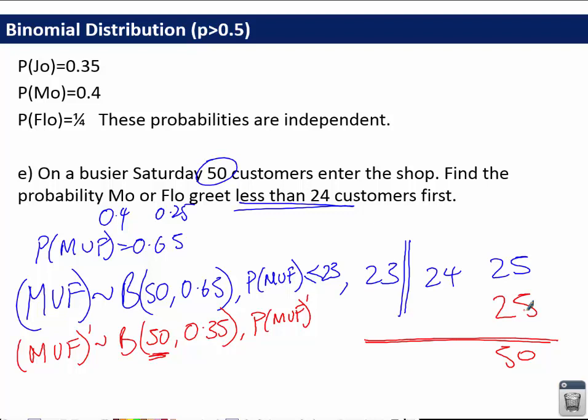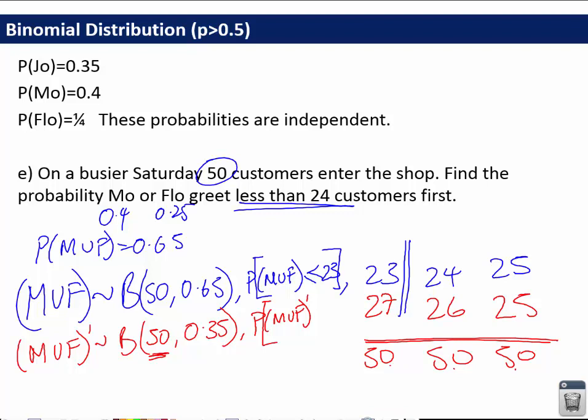Okay, good. Now, if 24 trials occur when Mo or Flo, then how many trials don't occur? 26. 24 plus 26, 50. Excellent. Now let's try that again. If 23 trials occur, then it must be 27? Yep. Excellent. So at every single occasion, 50 trials occur, and we can work out what some of them are.